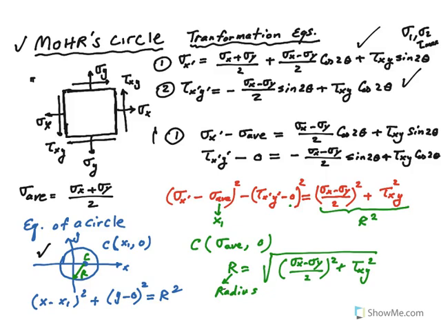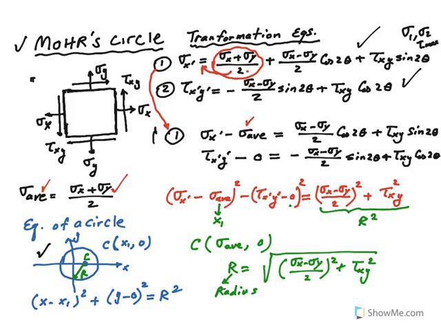First of all, I'm going to call this sigma x plus sigma y over 2 to be sigma average. So sigma average, obviously the average of the two normal stresses. And then what I'm going to do, I'm going to actually bring this sigma average to this side of the equation. So equation 1 is modified now to this. Very simple modification, just bring this sigma average to the left-hand side.